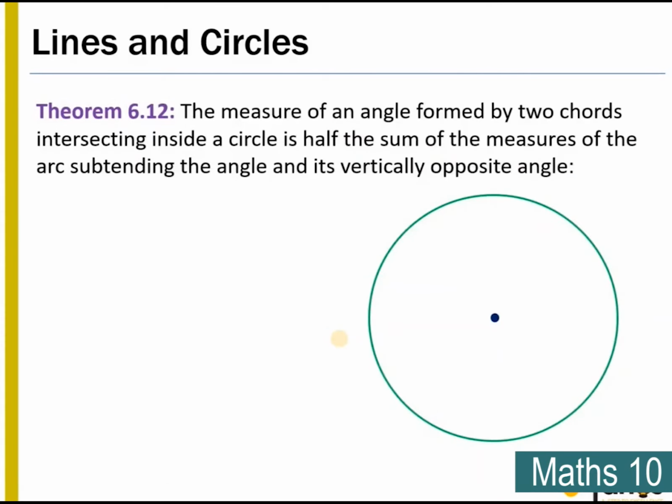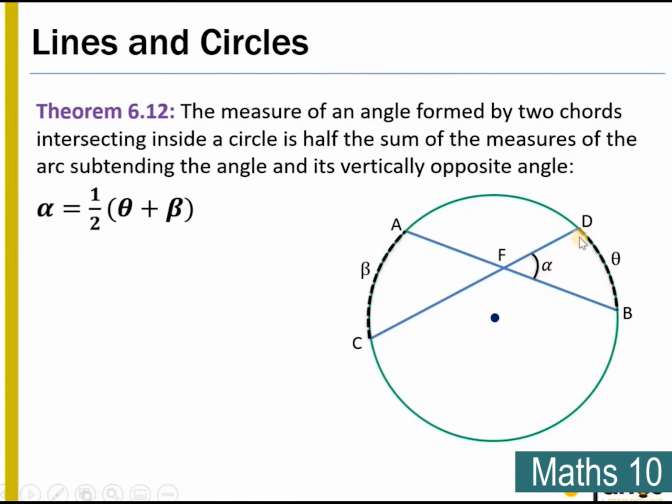Theorem 6.12. The measure of an angle formed by two chords intersecting inside a circle is half the sum of the measures of the arc subtending the angle and its vertically opposite angle. Here's a diagram. Here are two chords intersecting inside a circle. They intersect at the point F. The theorem says that the measure of this angle, alpha, is equal to half of the sum of the measure of this arc, which subtends the angle, and this arc, which subtends the vertically opposite angle. In other words, alpha equals a half of theta plus beta.